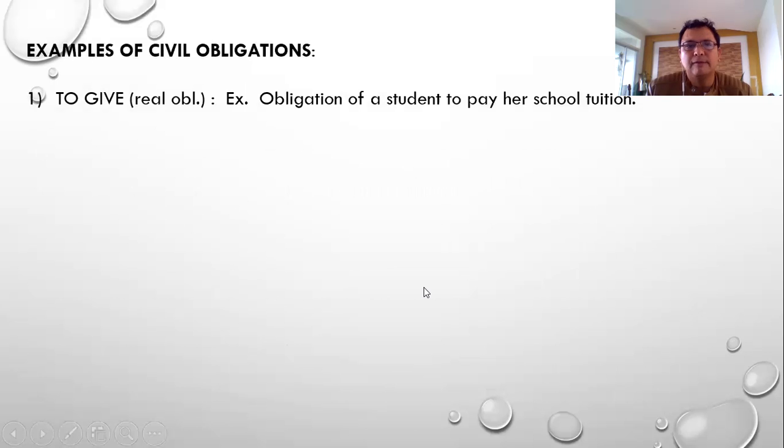So examples of civil obligations. To give. To give is a real obligation because you must understand that giving is a real obligation. Now, obligation to pay student her school tuition. So that is an example of a real obligation or to give. So the obligation of a student to pay her school tuition. So that is the first example.